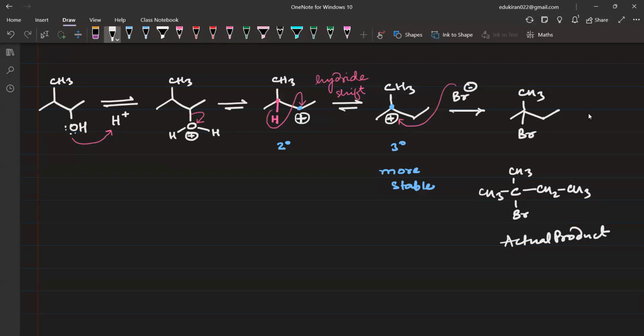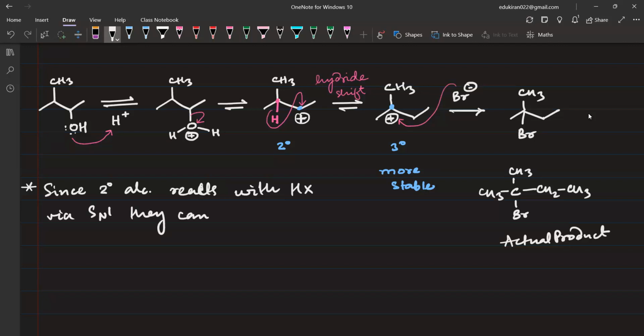Okay, so you'll write a point. Since 2-degree alcohol reacts with HX via SN1, they can give a rearranged product.